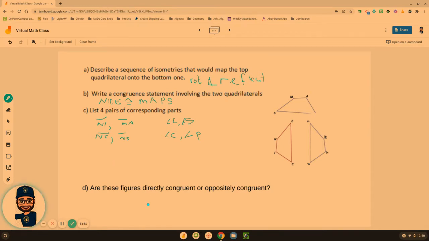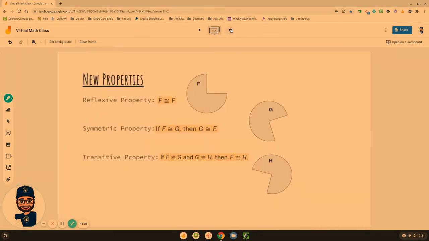What we do want to know, though, is are these figures directly congruent or oppositely congruent? The answer here would be oppositely congruent, because we had a reflection involved. Anytime there's a reflection, remember that the orientation changes between the 2 shapes. Therefore, they are oppositely congruent. That's what we were looking at in Section 1, which directly leads to what we're going to be doing next. These are some new properties that we haven't talked a lot about yet, but they are very important.